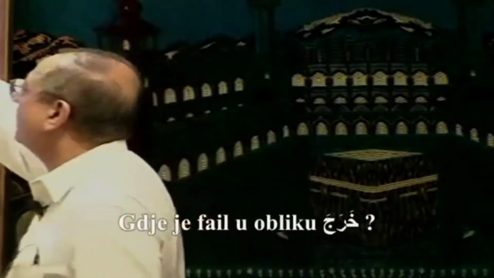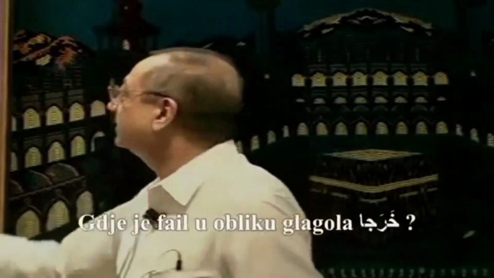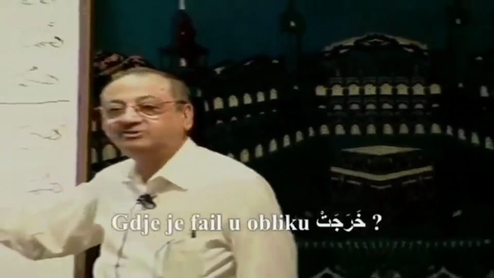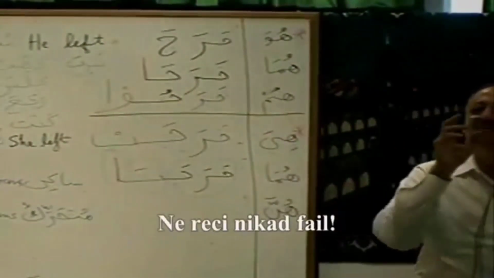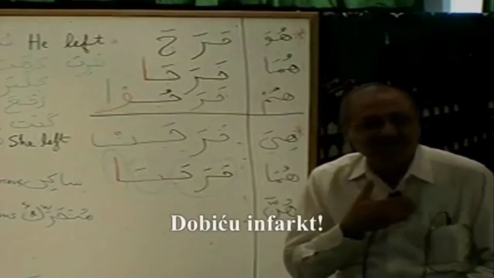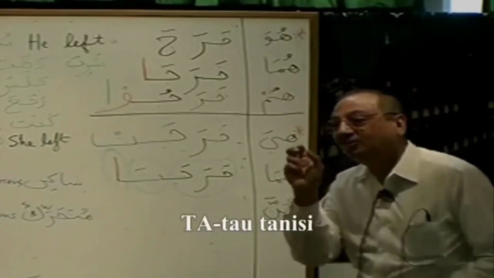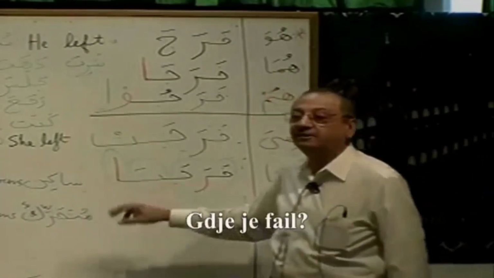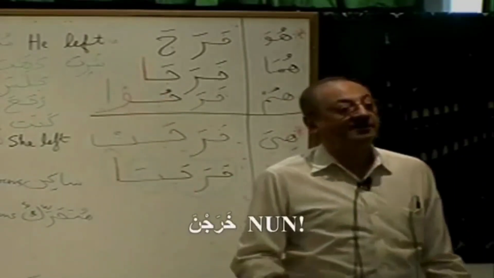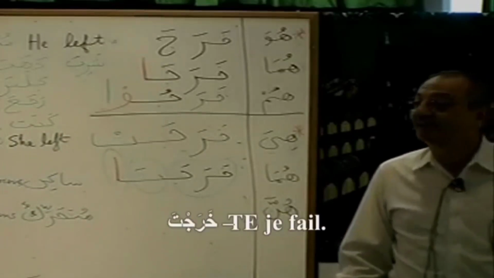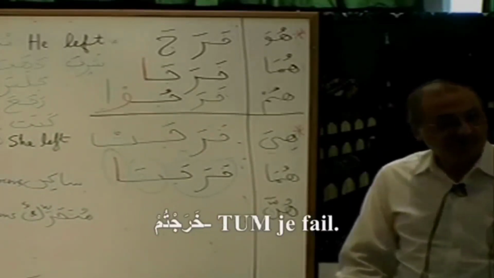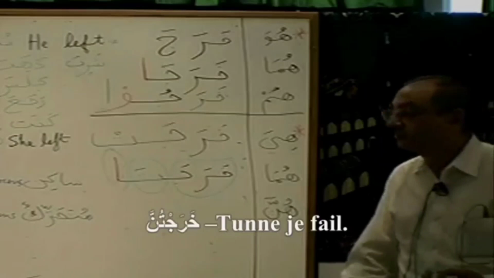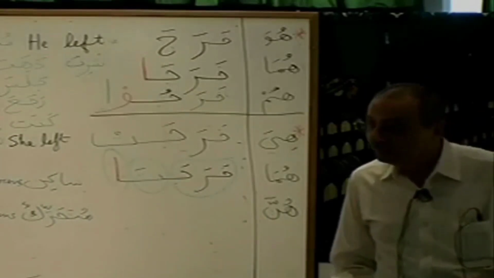Okay, brother, where is the file in kharaja? Mustatir. Where is the file in kharaju? Alif. Where is the file in kharajat? Mustatir. Ta is ta tanisi. Never ever say file, I got a weak heart. So ta tanisi, file is mustatir. And then kharajata, where is the file? Alif. In kharajna, where is the file? Kharajta. Kharajtuma. Kharajtum. Kharajti. Kharajtuma. Kharajtunna. Kharajtu. And kharajna.